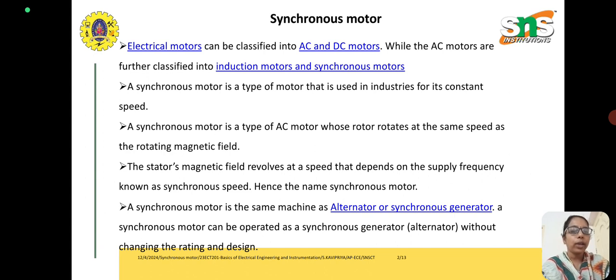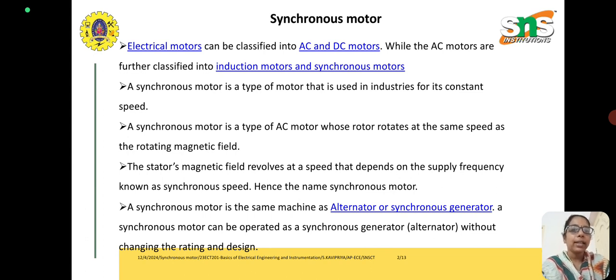A synchronous motor is an AC motor whose rotor rotates at the same speed as the rotating magnetic field. The stator's magnetic field revolves at a speed that depends on the supply frequency. Hence it is known as synchronous speed, and hence the name synchronous motor.